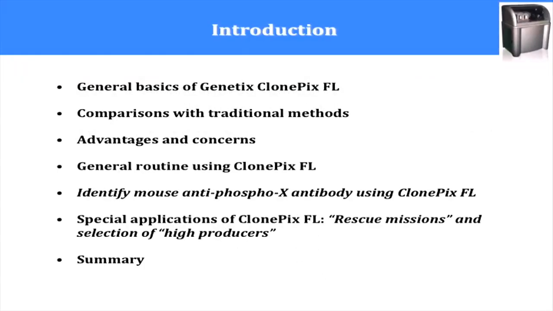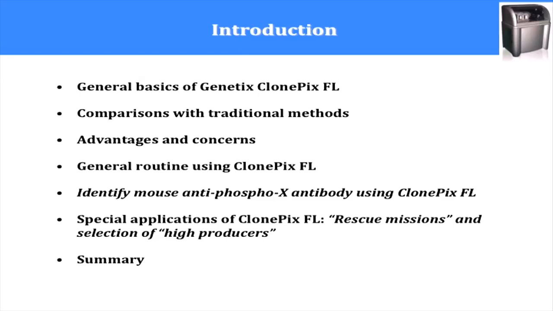So I'll give a brief basics about how the machine works and then how it compares to the traditional method of how we generate monoclonal antibodies, and the advantages and also the concerns we had at that time. And also, after it had been established in our facility, the general routine, how we used it. And I'll give one example of particular phosphoantibodies that we generated using the ClonePix.